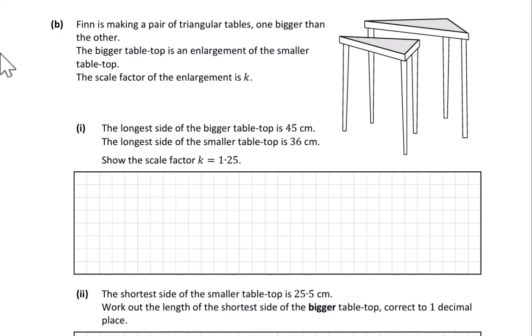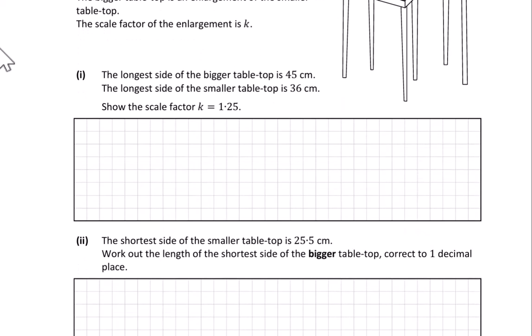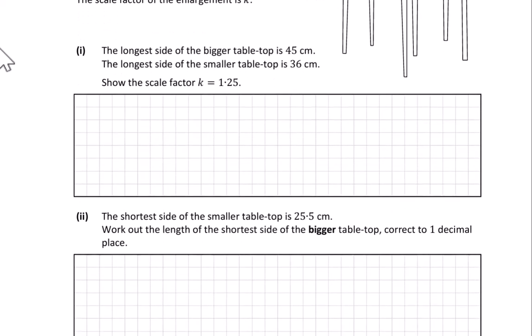Finn is making a pair of tables. These are triangular tables, one bigger than the other. The bigger tabletop is an enlargement of the smaller tabletop. The scale factor for the enlargement is K. The longest side of the bigger tabletop is 45. The longest side of the smaller tabletop is 36. Work out the scale factor or prove that it's 1.25.